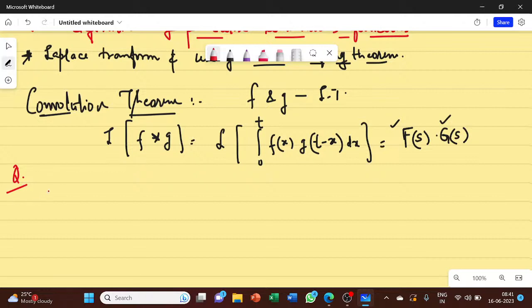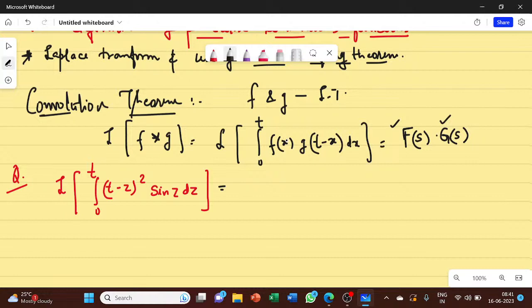So the question is, find the Laplace transform of the integral from 0 to t of (t minus z) squared sin z dz. I have to find the Laplace transform of this. Okay, this is what I have to do. How to do it?